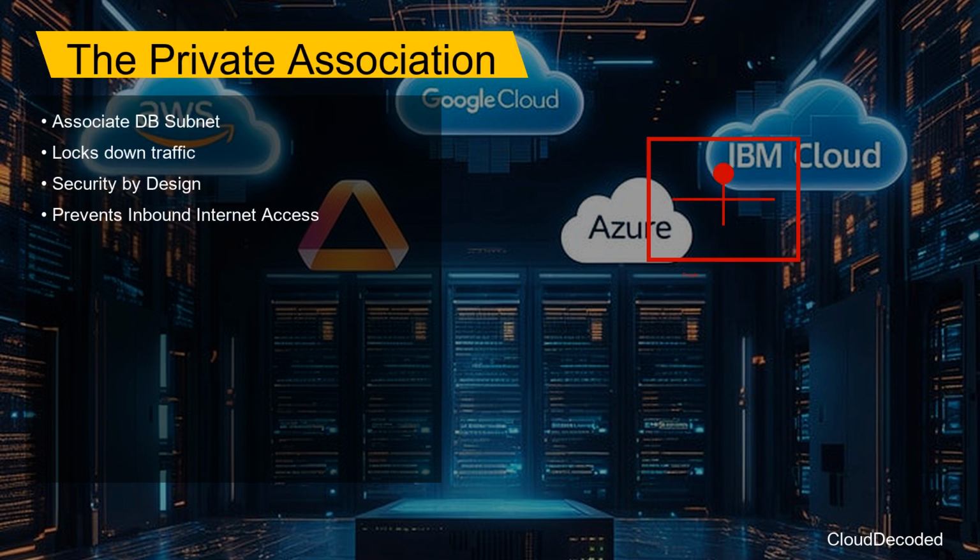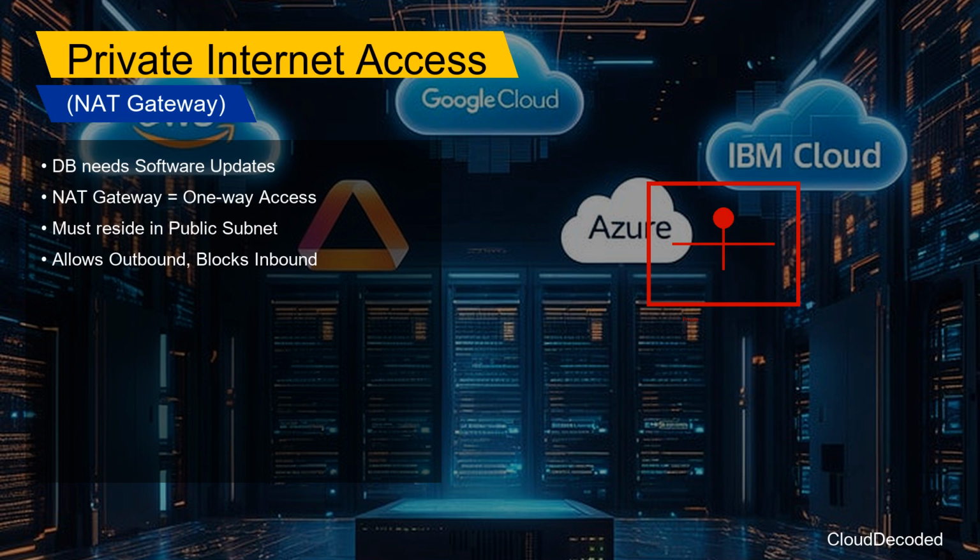Just like before, we must associate our database subnet with this private route table. Now, any instance launched here has no map to reach the outside world. It helps prevent hackers from directly accessing your sensitive data. But wait, what if your database needs to download a security patch? It needs internet access, but we don't want the internet to access it.